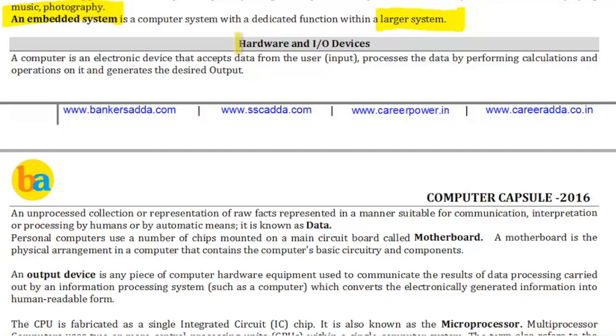So the next section that we have is hardware and I/O devices. I/O devices here means input output device.